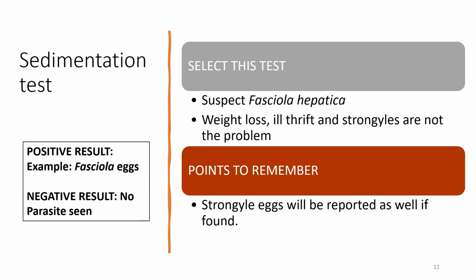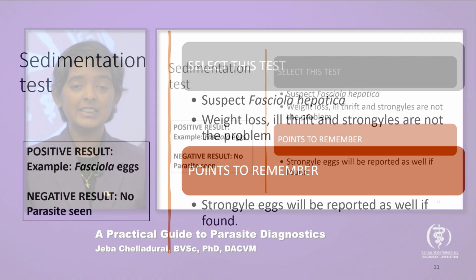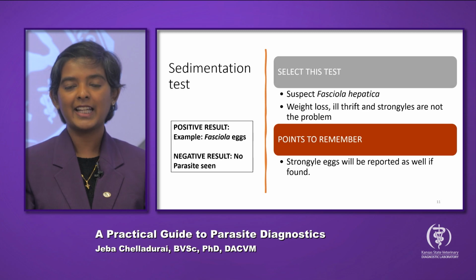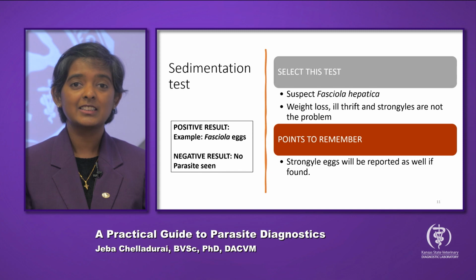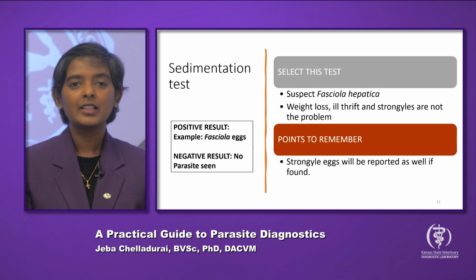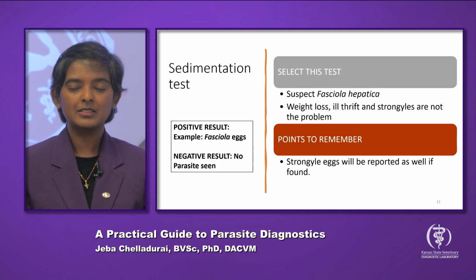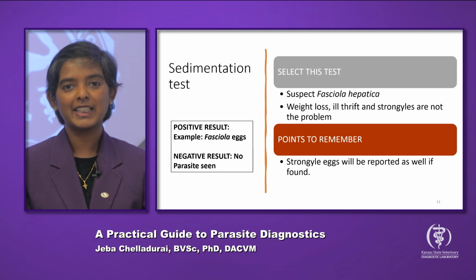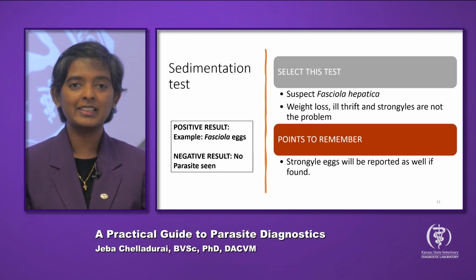Now, you would be suspecting liver flukes if you are seeing weight loss and ill thrift in cattle, and using diagnostics, you find that strongyles are not the problem. There might be other bacterial or viral causes, but if the cause is not bacterial, viral, or strongyles, then you might suspect Fasciola. Again, animals that are in pastures with standing water may be at a higher risk for Fasciola hepatica, and so in that case, we recommend that you run this test.